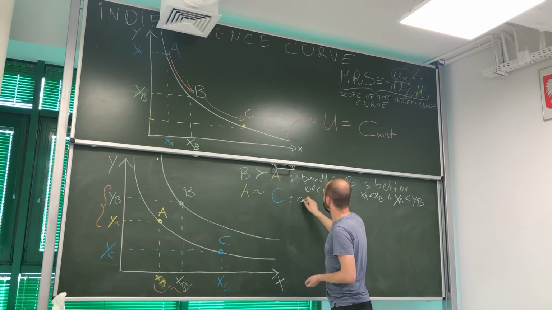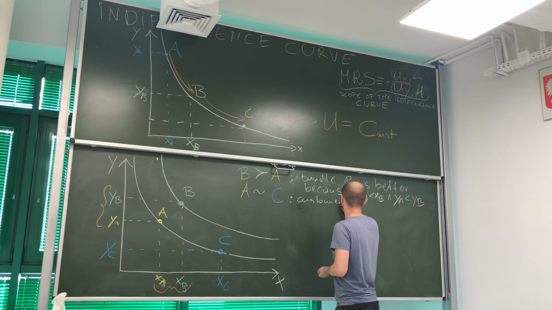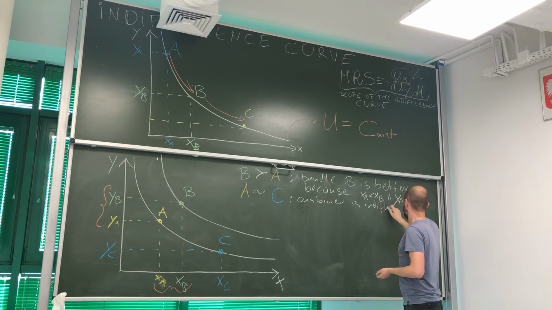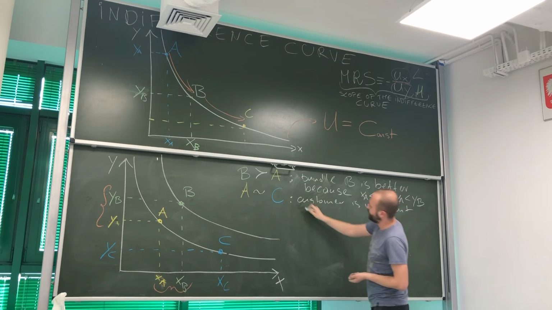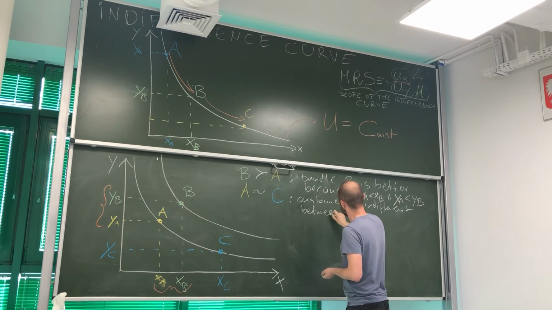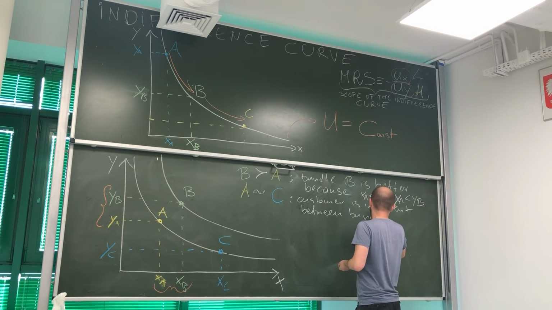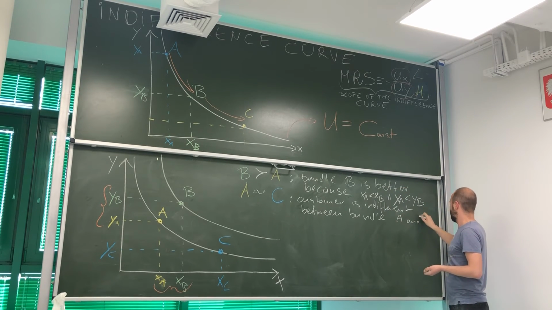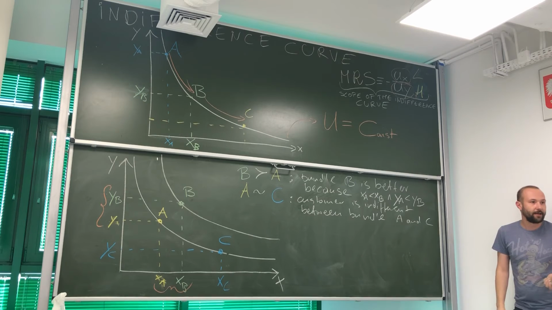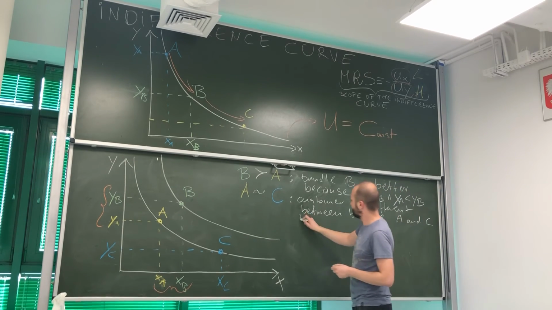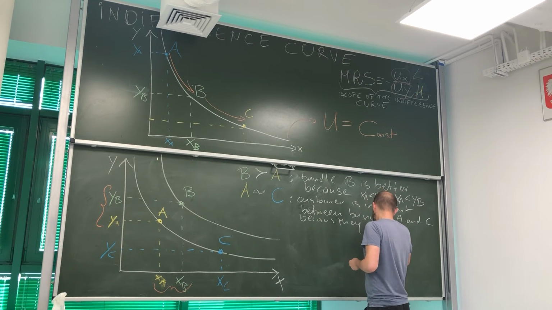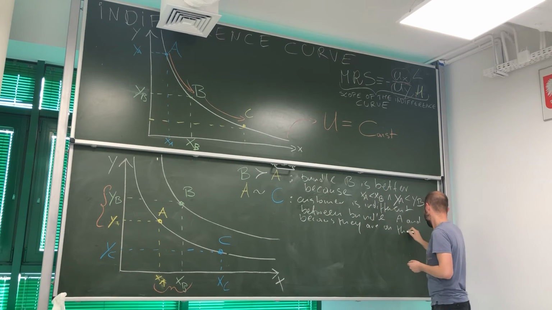So, the customer is indifferent between bundle A and C. Why? Because they are on the same indifference curve.